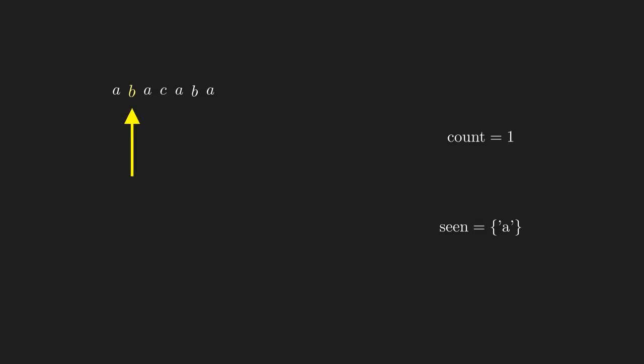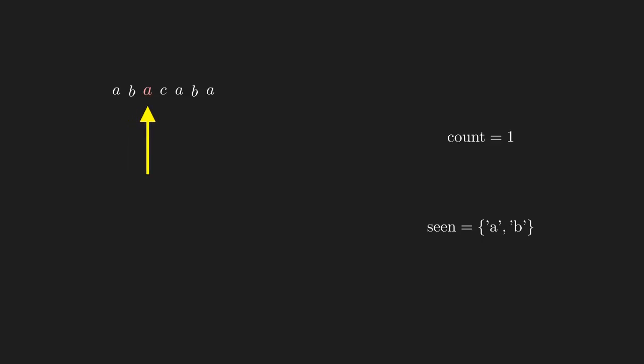Moving to index 1, the character is b. We consult our seen set, which only has a. The letter b is not present. Therefore, we can extend our current substring to include b. We add b to the seen set. The set now contains a and b.